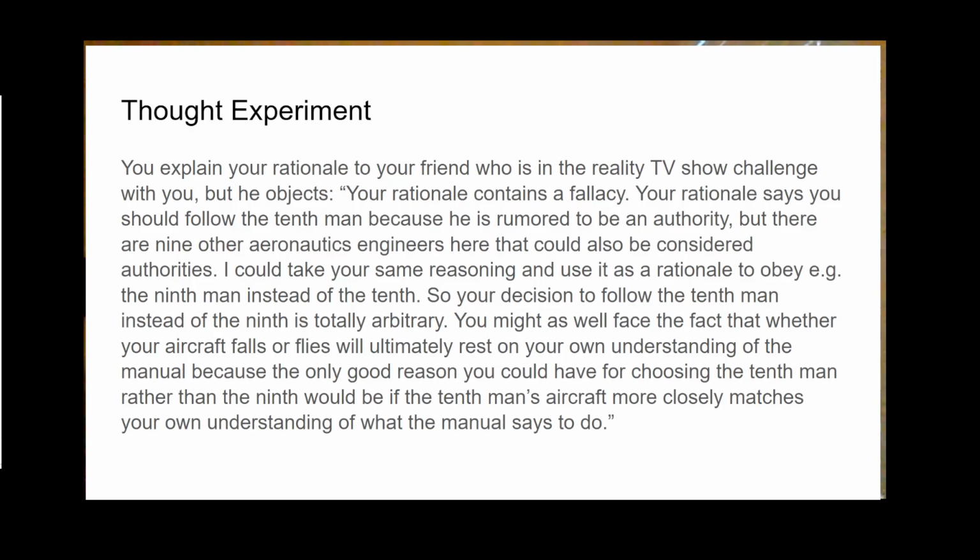You explain your rationale to your friend who is in the reality TV show challenge with you, but he objects. Your rationale has a fallacy. Your rationale says you should follow the 10th man because he is rumored to be an authority. But there are 9 other aeronautics engineers here that could also be considered authorities. I could take your same reasoning and use it as a rationale to obey, for example, the 9th man instead of the 10th. So your decision to follow the 10th man instead of the 9th is totally arbitrary.